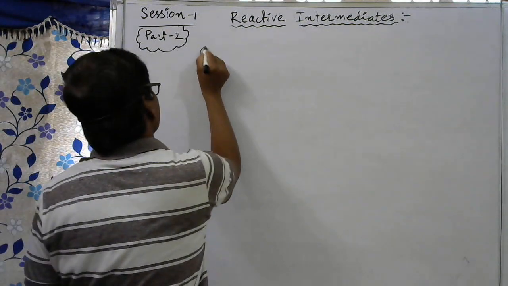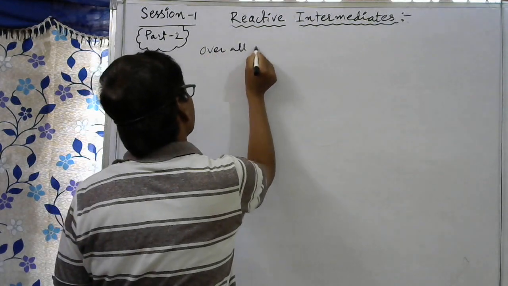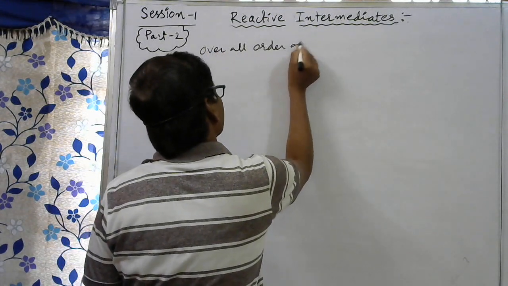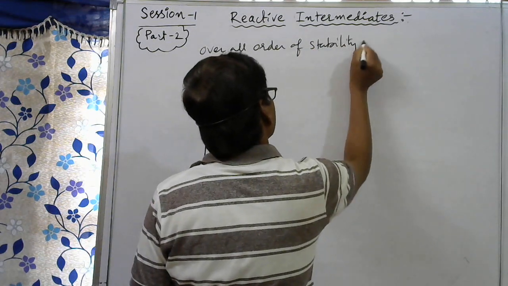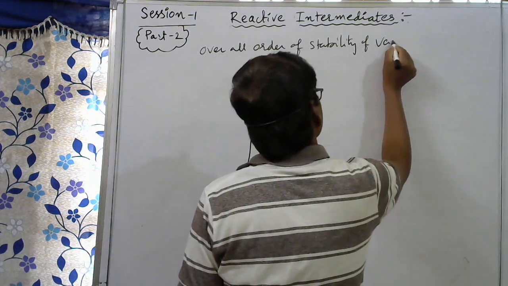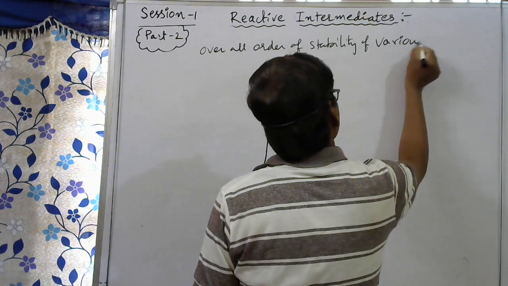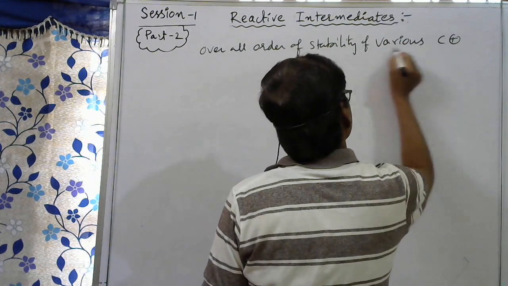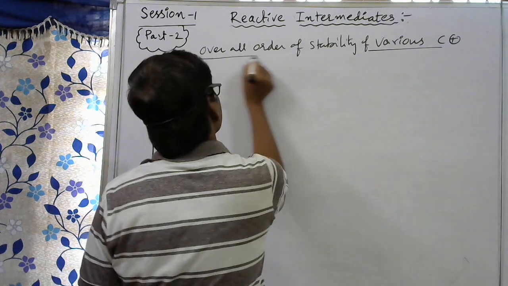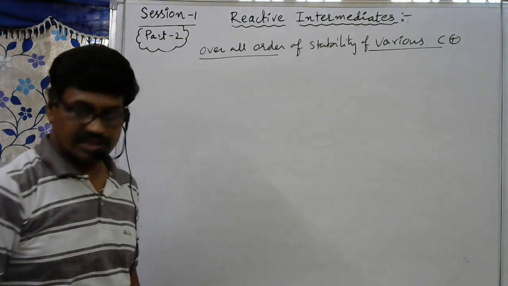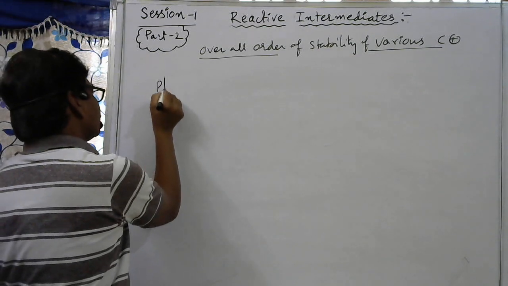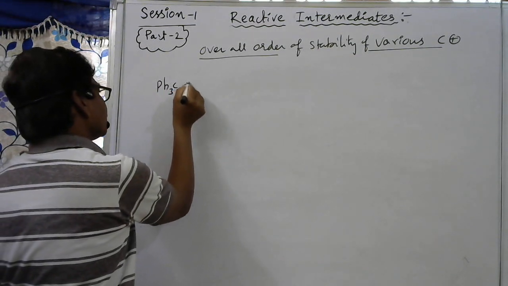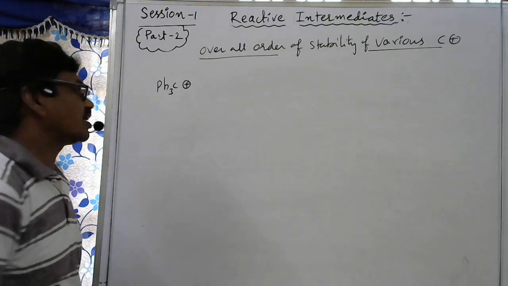So here, the overall order of stability of various carbocations. Among these, the first one is triphenyl methyl carbocation, Ph3C plus.